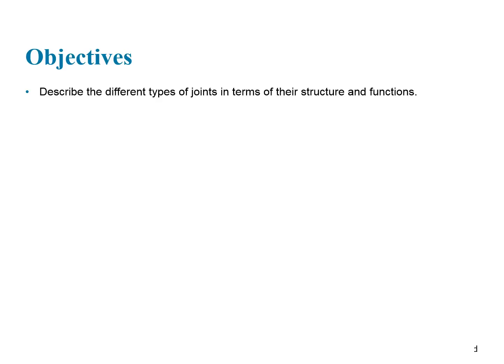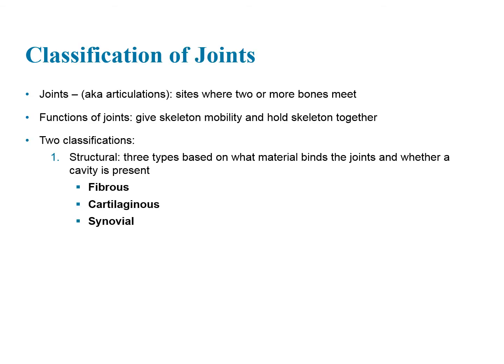There's one simple objective for this video. It's to describe the different types of joints in terms of their structure and their functions. Joints are also called articulations. These are sites where two or more bones meet together. The function is to give the skeleton mobility and also to hold the skeleton together.